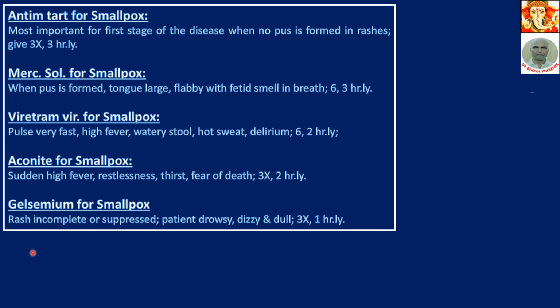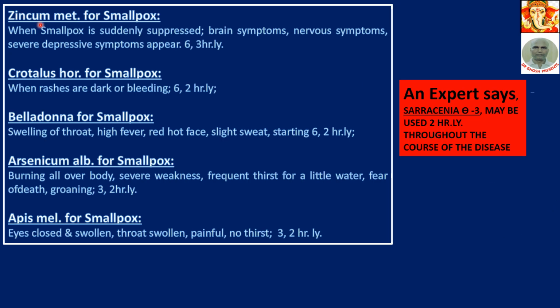Gelsemium for smallpox. Rash incomplete or suppressed. Patient drowsy, dizzy and dull. The cardinal symptoms of gelsemium: drowsy, dizzy, dull. Give 3x, 1 hourly. Ginkgo for smallpox. When smallpox is suddenly suppressed, brain symptoms, nervous symptoms, severe depressive symptoms appear. In that case, give Ginkgo 6, 3 hourly.